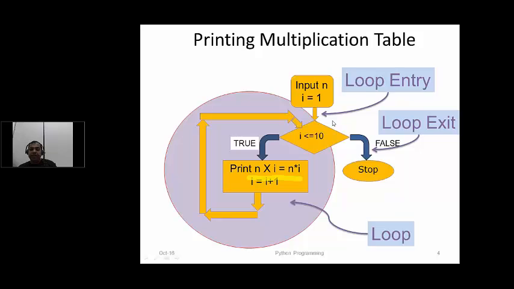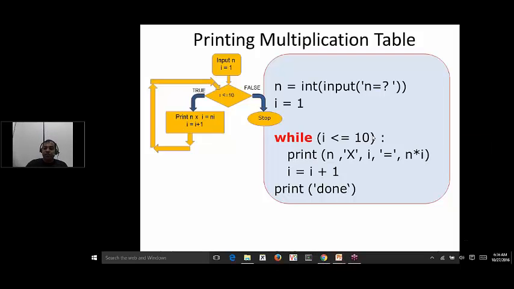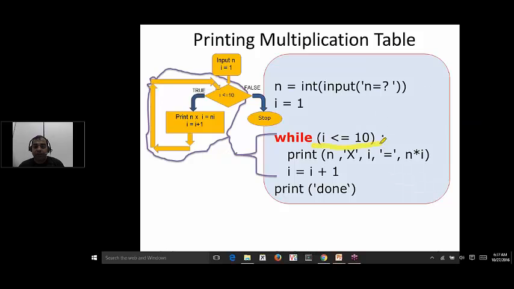So Python or any other language in general allows you to use constructs that make it easy to write such loops. In particular, Python has what is called a while loop, which will represent this loop. So for example, in this case, there is a while loop which tests whether I is less than or equal to 10 or not. If the condition is true, which means I is less than or equal to 10, then it will perform the body of the loop. The moment I becomes greater than 10, it will perform the exit part of the loop. Okay. So any questions in this?